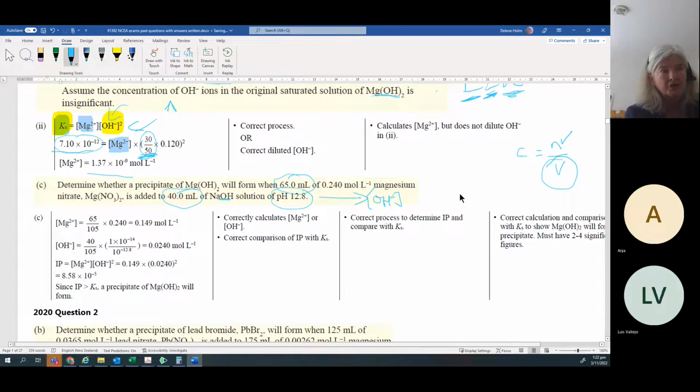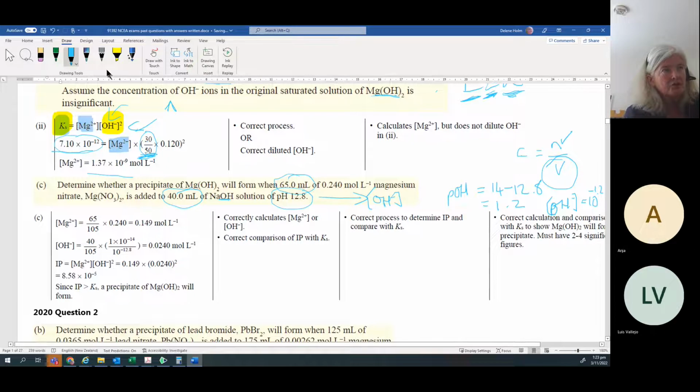So there are different ways of doing it. You could do it from the pOH. So the pOH is 14 minus 12.8, which is 1.2, which means the OH minus concentration is going to be 10 to the minus 1.2, and you can work that out. Or here they've worked it from the other way.